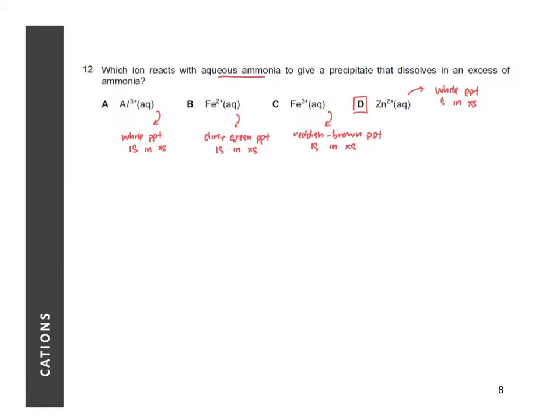Now the only ion that will give a PPT that will dissolve in excess of sodium hydroxide and aqueous ammonia is zinc. I repeat again, the only cation that will form a precipitate but dissolve in excess of sodium hydroxide and aqueous ammonia is zinc ions.